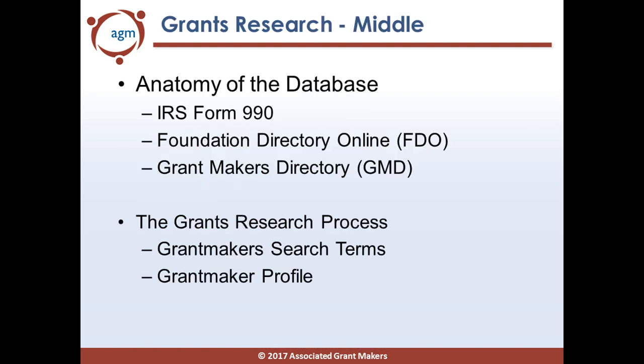Okay, let's move ahead. So in this section in the middle, we're going to cover what is in the database, what's the anatomy of the database. I'm going to be talking about the Grantmakers Directory, and the same principles apply to the Foundation Center's Foundation Directory Online, FDO Online as well. We're going to be covering what is in both of these, what the search terms are that we're going to be using to identify potential funders, and then once we get to the grantmaker profile, what information we can get, what it tells us, and what's important. That's this middle section here.